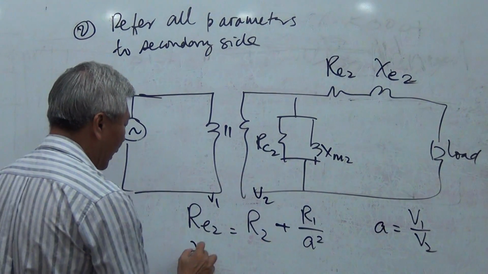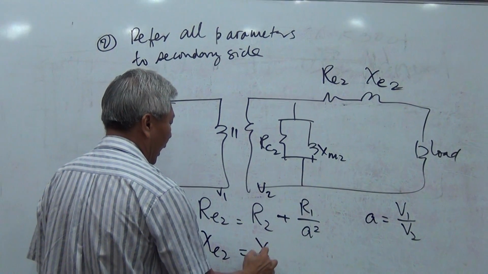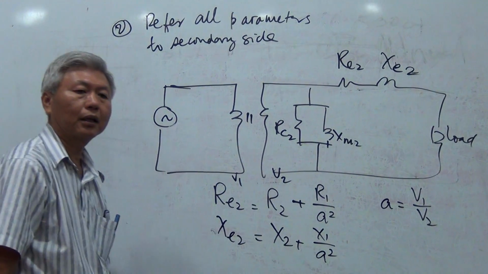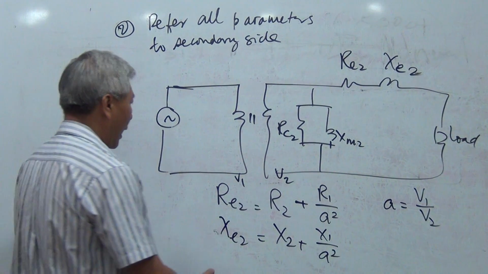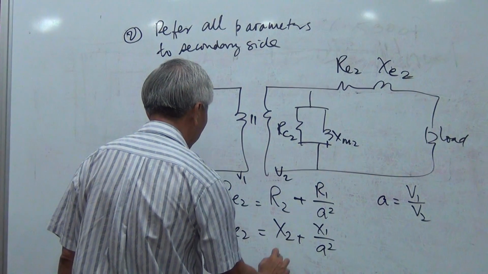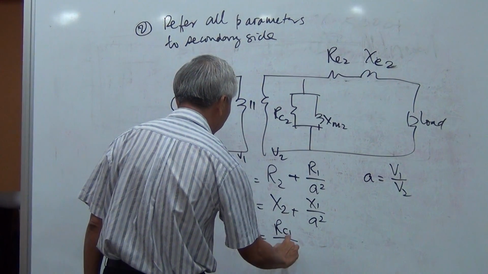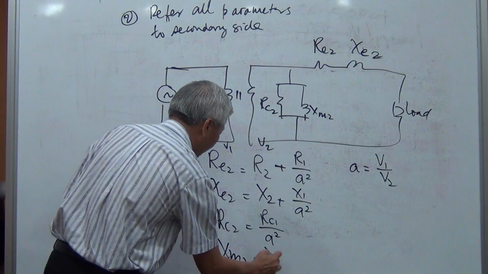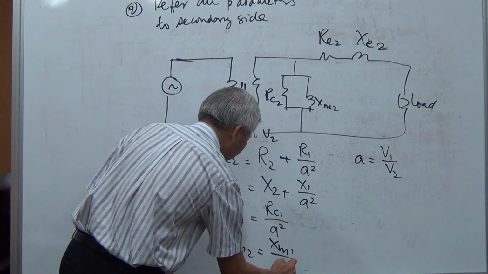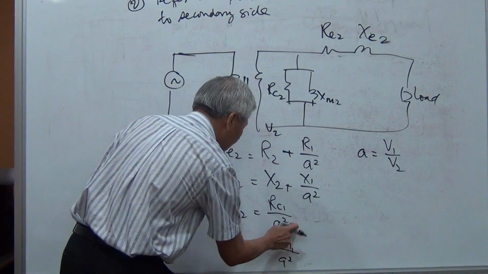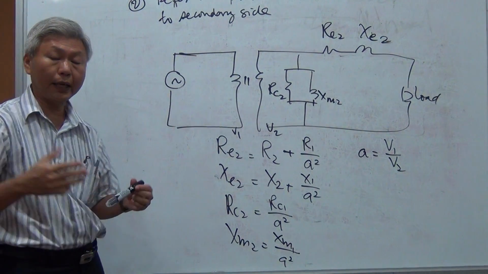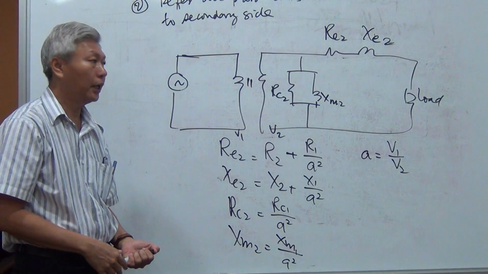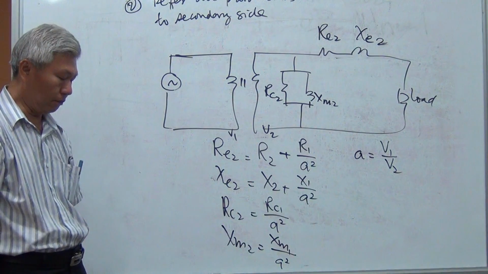Okay, so do you think you can guess what is XE2? That will be X2 plus X1 divided by A squared. Okay, and RC2 is equal to RC1 divided by A squared. XM2 is equal to XM1 divided by A squared. So the trick of the formula is that you either multiply by A squared or you divide by A squared. Okay, so that's called referring parameters.